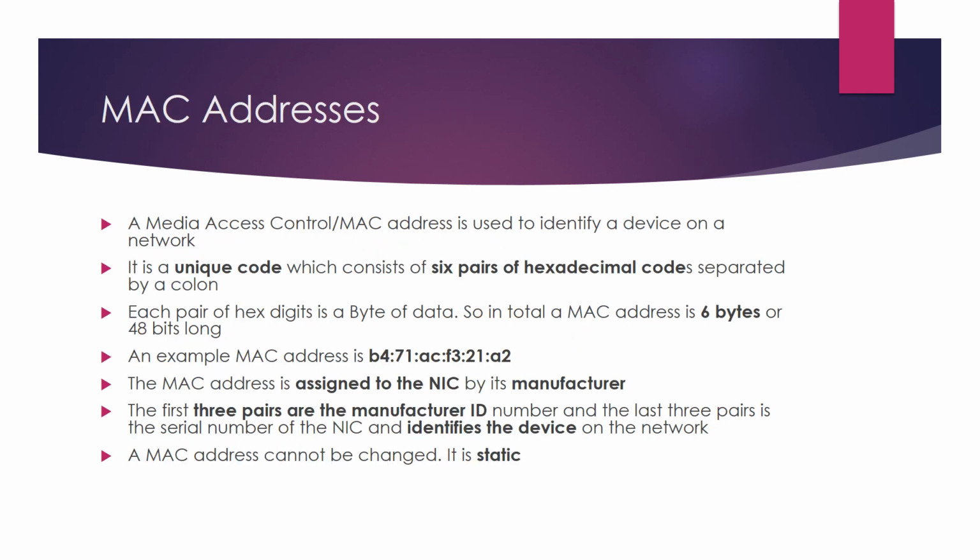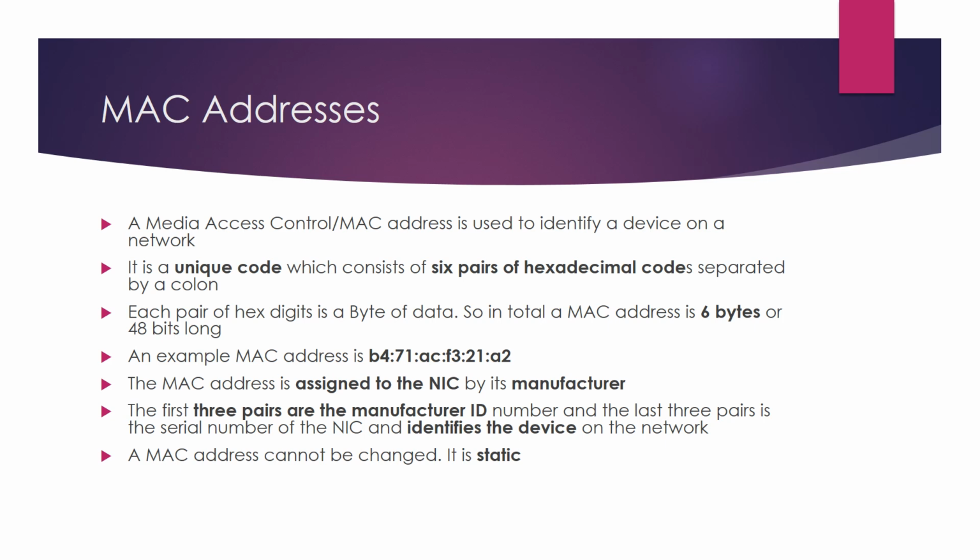MAC address. A MAC address is used to identify a device on a network. It is a unique code which consists of 6 pairs of hexadecimal digits separated by a colon. Each pair of hex digits is a byte of data, so in total, a MAC address is 6 bytes or 48 bits long. An example of a MAC address is given here: 6 pairs of hexadecimal digits separated by colons.